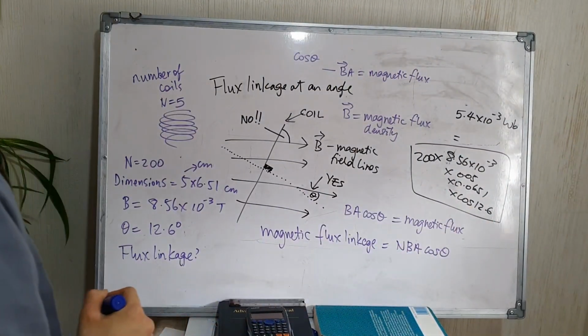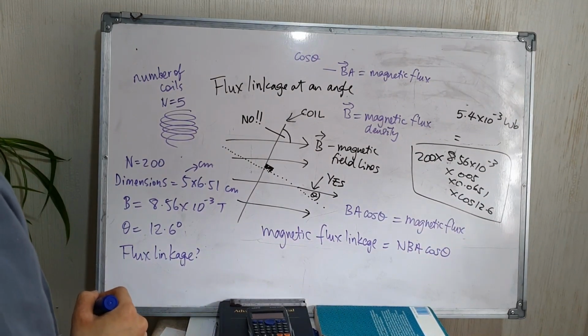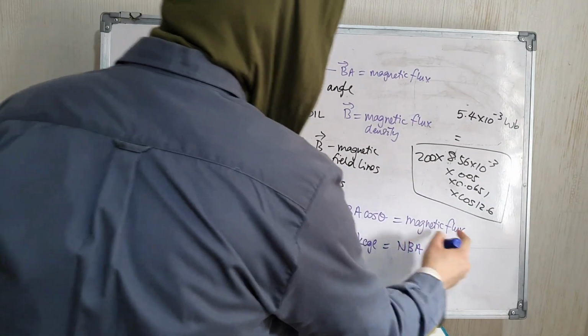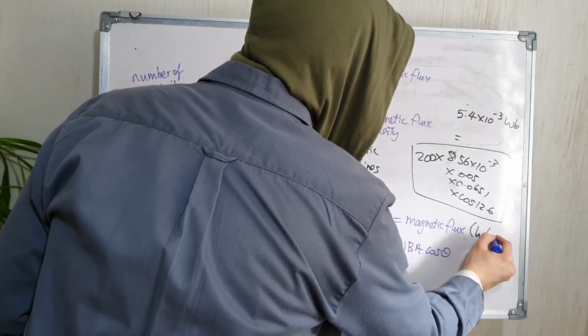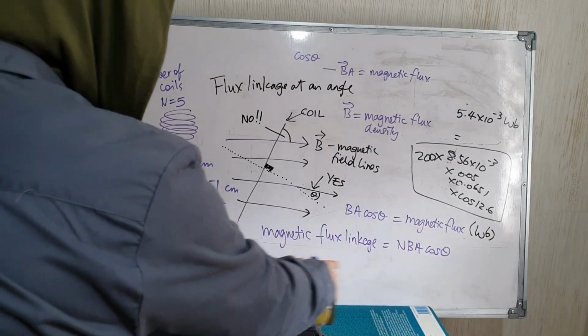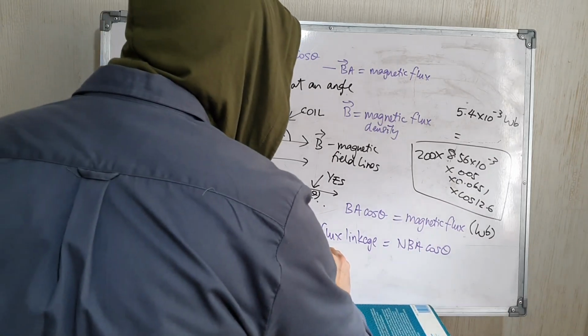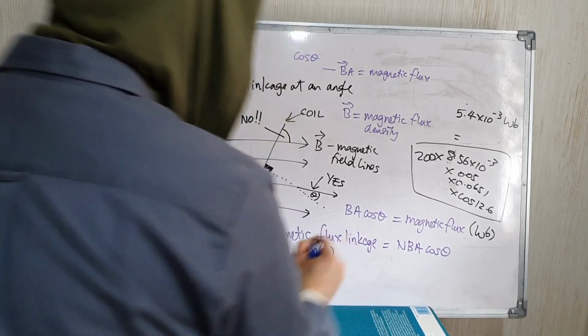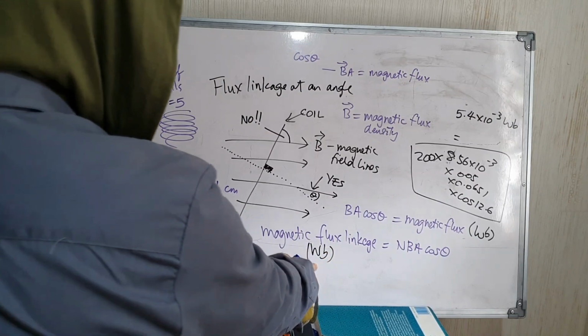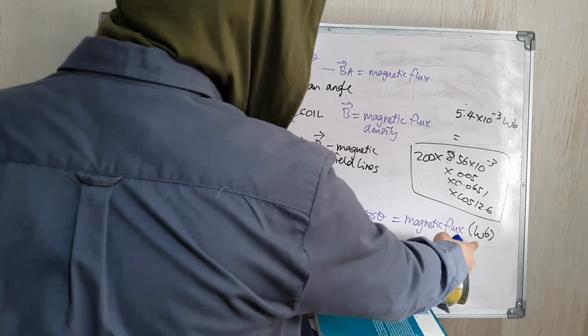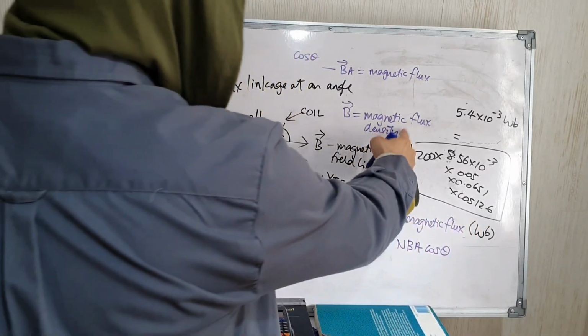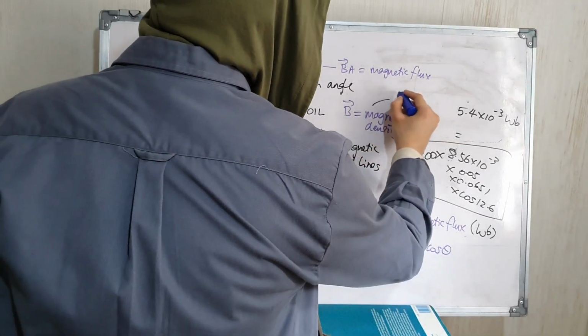Okay, so the unit for magnetic flux is Weber. And because all you're doing is multiplying by a constant, magnetic flux linkage is still Weber. So the unit for magnetic flux linkage is Weber. The unit for magnetic flux is Weber. However, magnetic flux density is in Teslas, T.